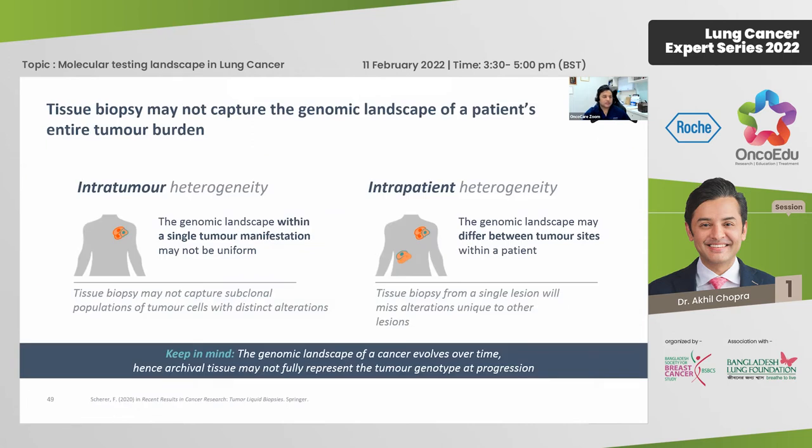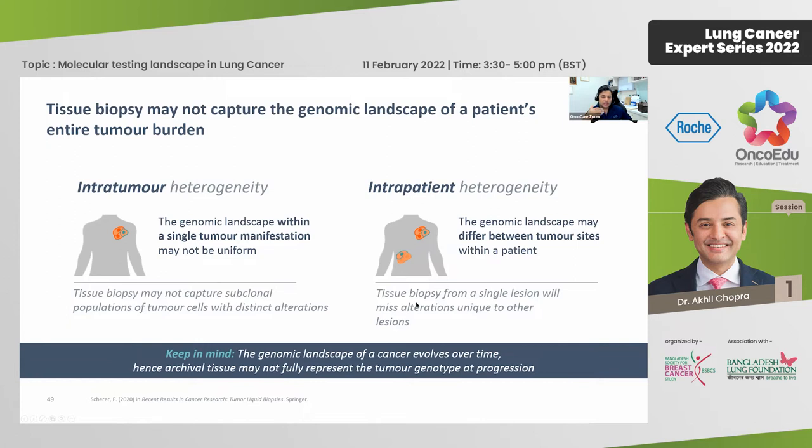Well, I mentioned this briefly, heterogeneity. What this means essentially is that we now realize there can be both intra-tumor and intra-patient heterogeneity. So inside the same lesion, you can have different clones of cancer cells. And inside the same patient, you can have different lesions which are genomically different. Now, tissue biopsy may not capture subclonal populations of tumor cells with distinct alterations because you can only get a sample from one area. Similarly, tissue biopsy from a single lesion will miss alterations unique to other lesions.